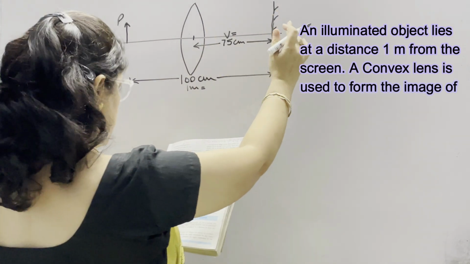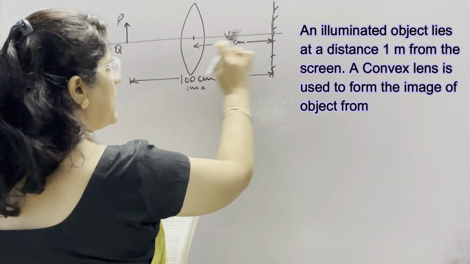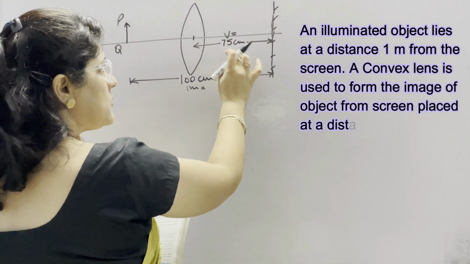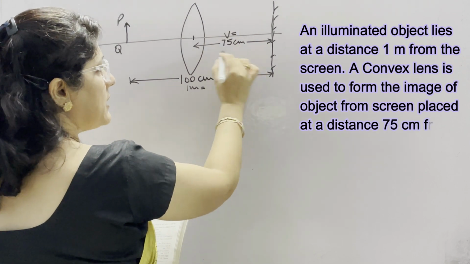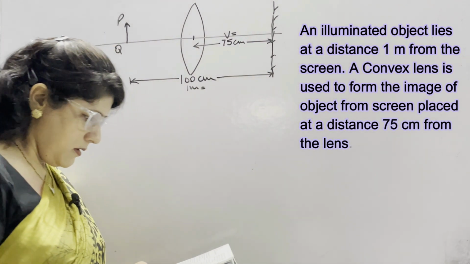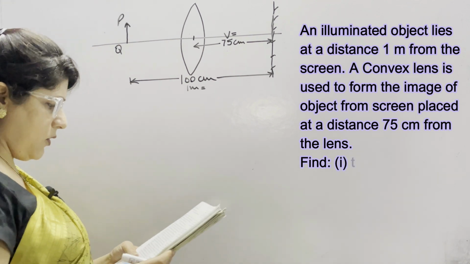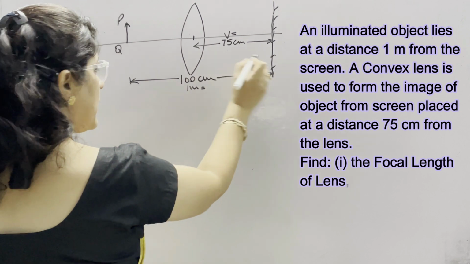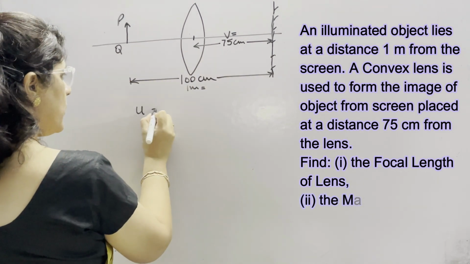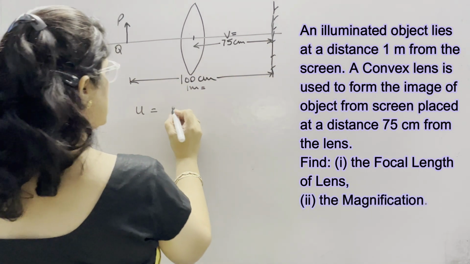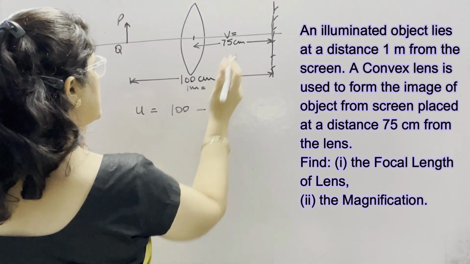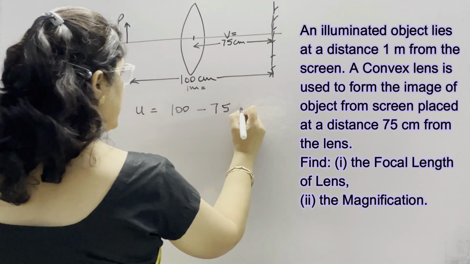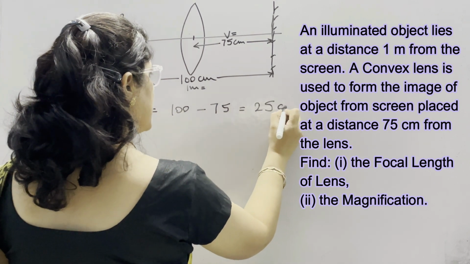Screen placed at a distance of 75 centimeter from the lens and image is obtained on this. So it means distance of the image V is given as 75 centimeter here. Now find the focal length of the lens. First of all, U they have not given us directly. So U is equal to, this total distance is 100 centimeter minus image is 75 centimeter distance away. So this is 25 centimeter.